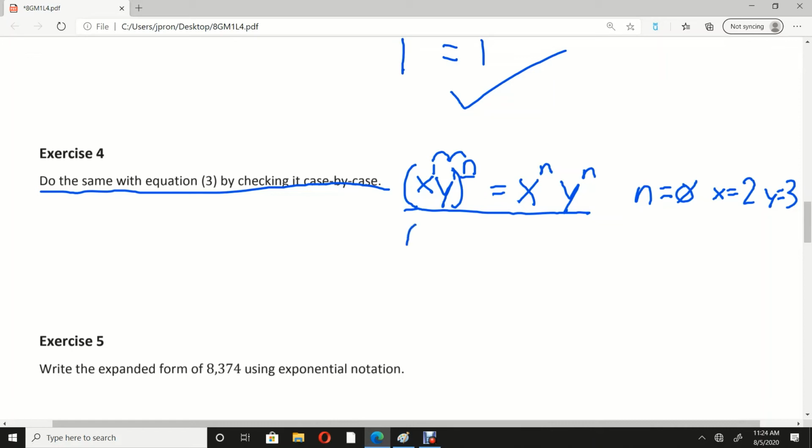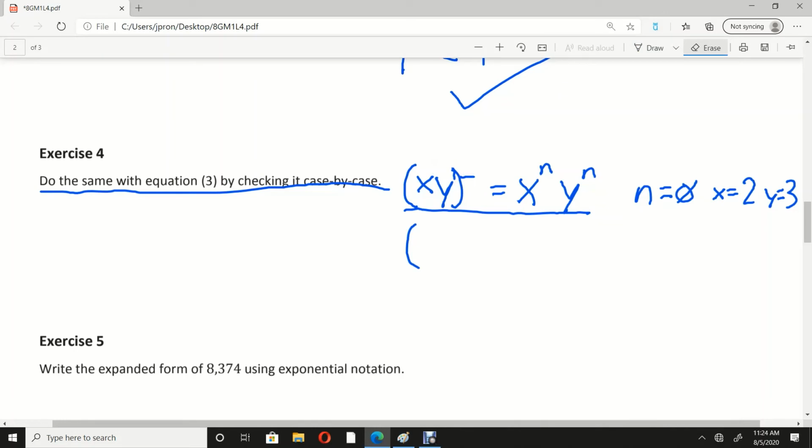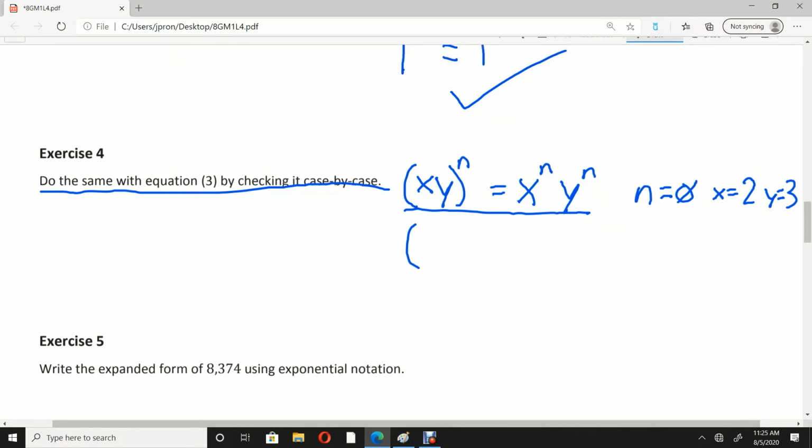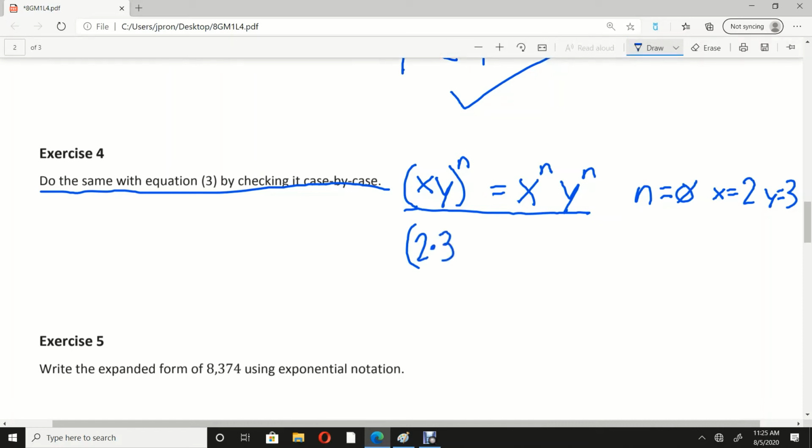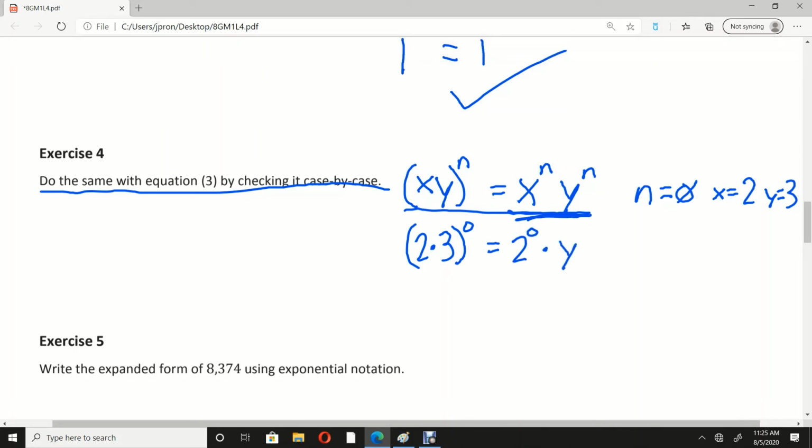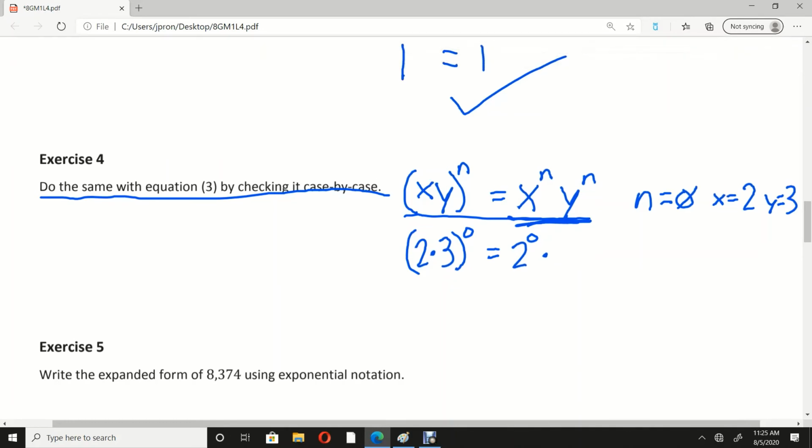So let's come back, and let me clean this up a little bit before we go. All right, this is what we're suggesting. This is the position. We learned this rule in the last class. Let's just see if it's still the case if n is 0. So we have 2 times 3 to the 0th power, which we are suggesting equals x, or 2 to the 0th power, times y, or in my case, 3.